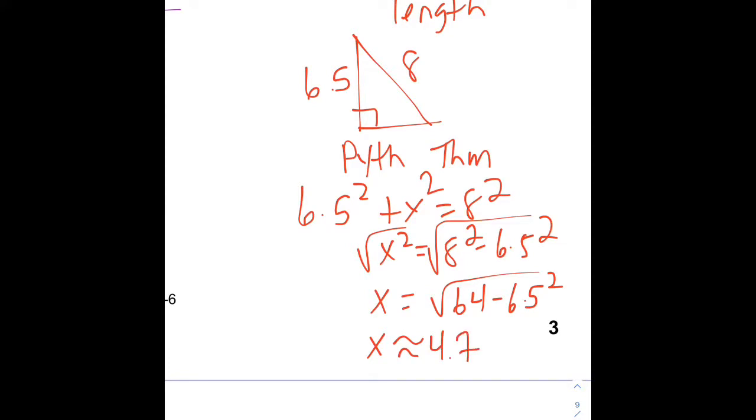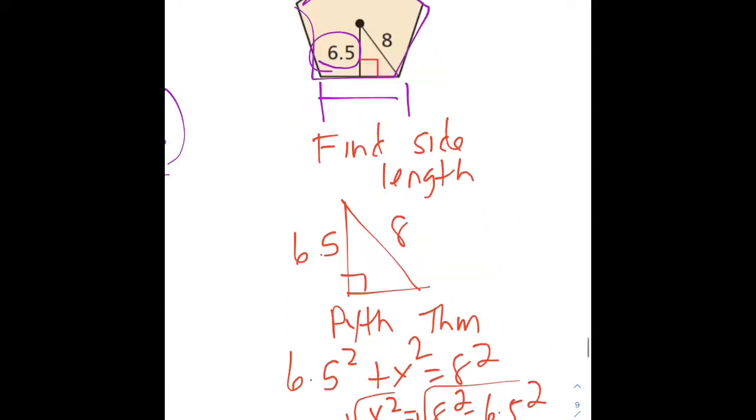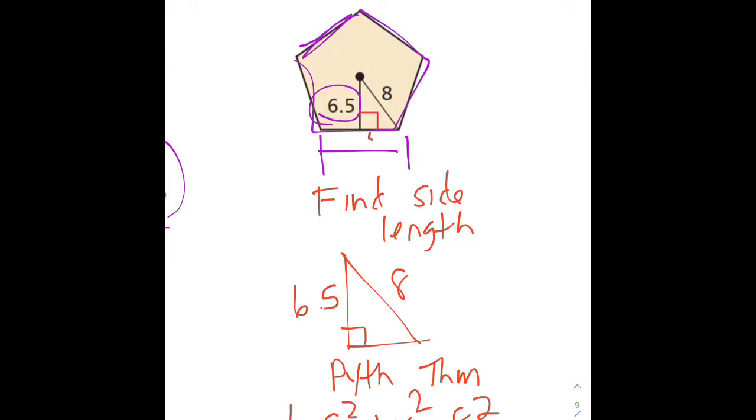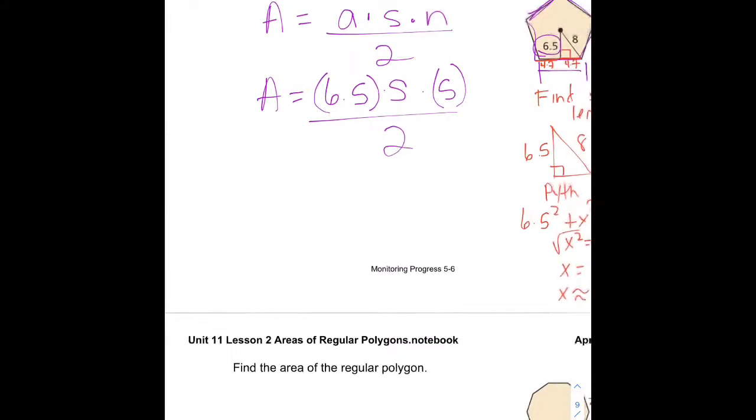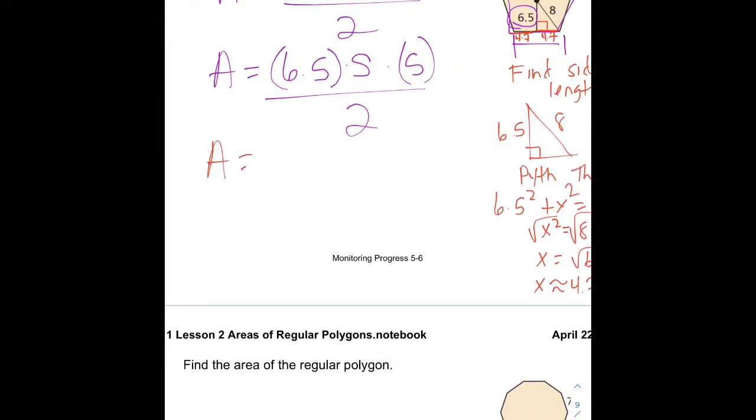However, what you found was not the entire side length. What you found is that this piece right here was 4.7. This side is also 4.7. And if I take 4.7 and 4.7 and add it together, I get 9.4. So the entire side length is 9.4.